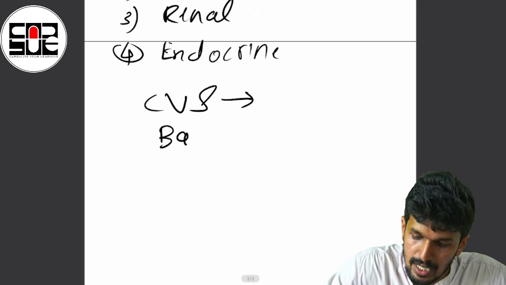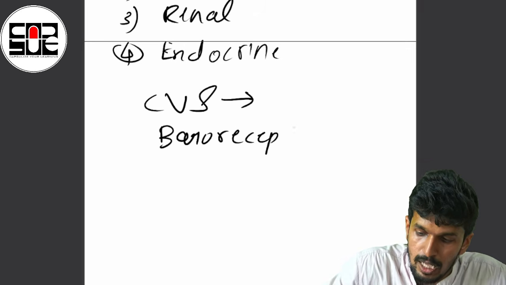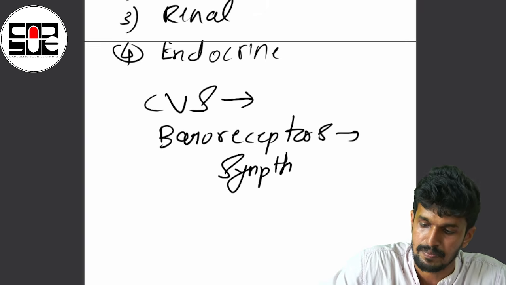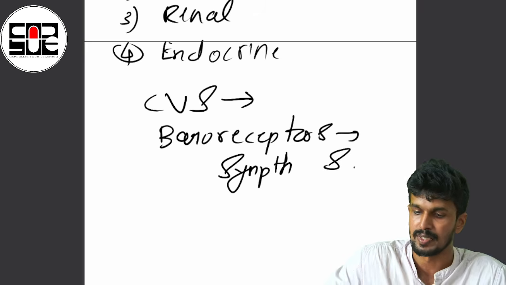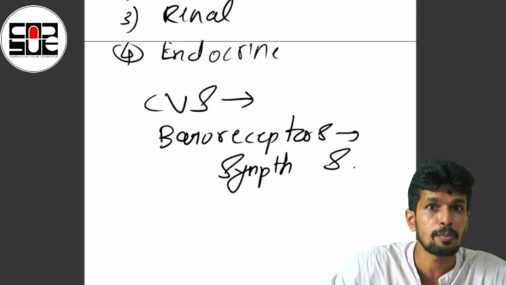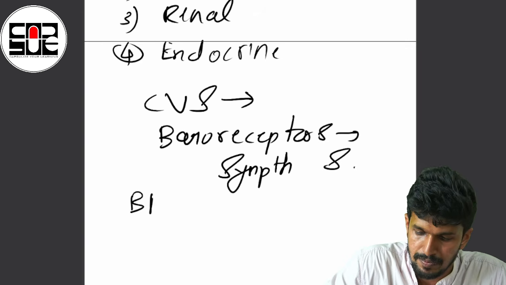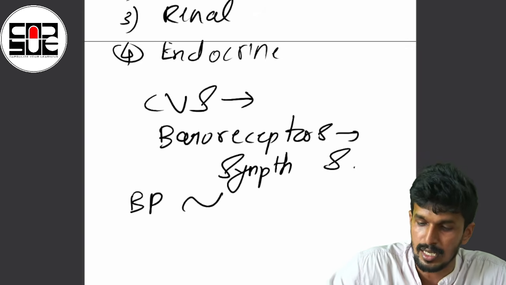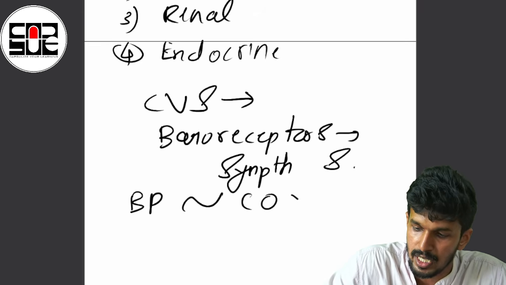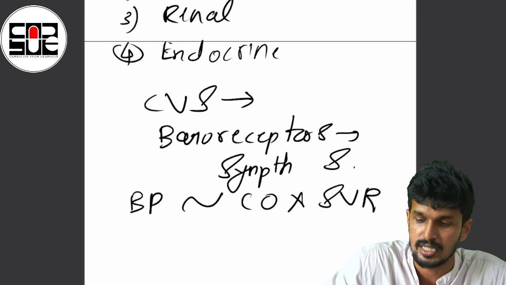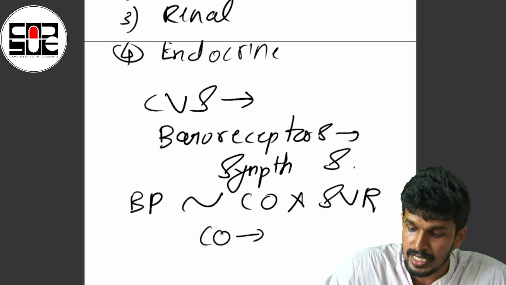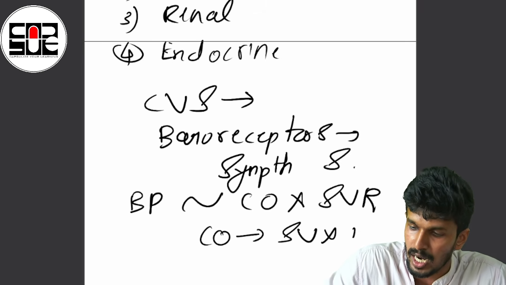Baroreceptors are getting activated. What do these do? They activate our sympathetic system. So what happens if the sympathetic system is getting activated? As we know, what contributes to BP? Blood pressure, how do you measure it? Basically, blood pressure is our cardiac output times systemic vascular resistance. And to break it down further, what is cardiac output? Cardiac output is basically stroke volume times heart rate.